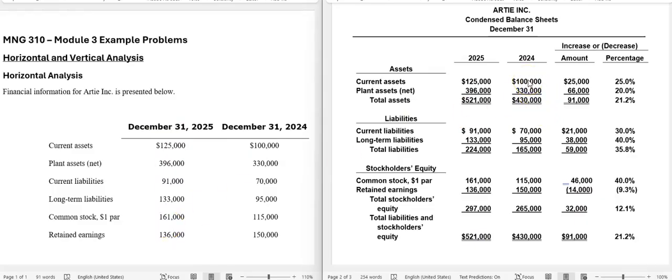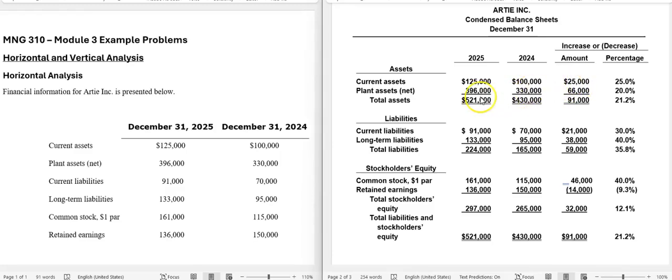Now that we have the balance sheet set up, applying horizontal analysis is very, very simple. We are going to first figure out the dollar amount of difference between the 2 years. 25,000 is the difference between 2024's current assets and the end of 2025 current assets. There was an increase, right? We're going to always use the very first year presented as our base year. So the base year amount is 100,000 and it increased to 125. So that dollar difference is going to be shown as an increase.